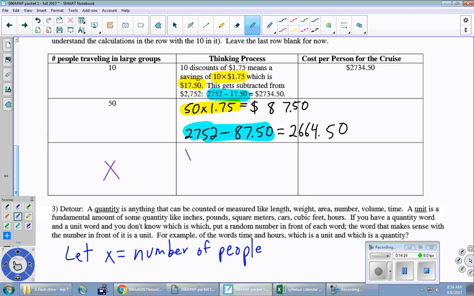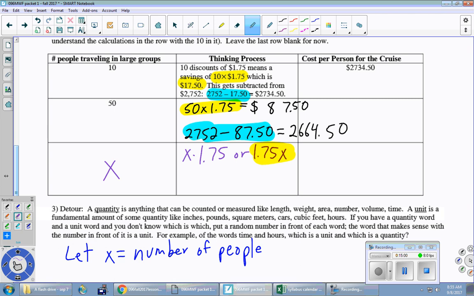So you could write X times 1.75. But more common, if you have a number multiplied by a letter, you'd put the letter at the end. I'm going to highlight that. What color is that? That is yellow. We're just trying to replicate what we had up above. It's easy with 10. It's easy with 50. Now we're jumping to the more abstract x. Okay, and then going back up here to the 10 calculation, we did 2752 minus the thing in yellow.